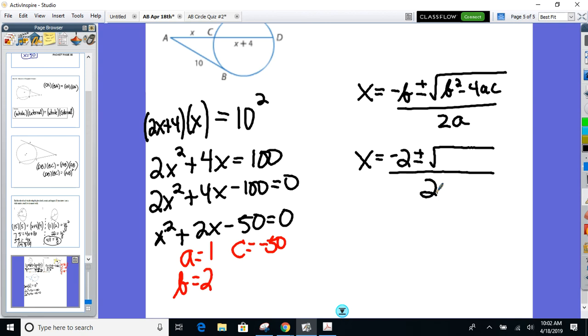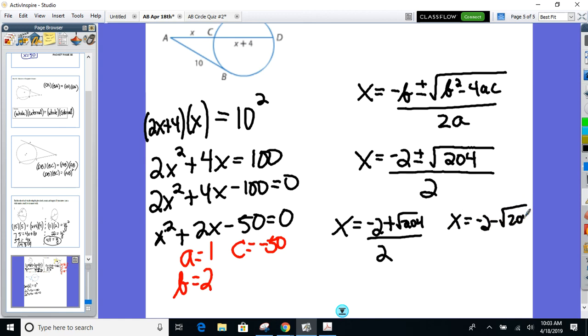Do we all get the same number underneath the radical? Let's find out. What number is showing on your screen? 204. That is the number that goes underneath. All right, last step. You're going to get 2 answers. Negative 2 plus the square root of 204 divided by 2. And how do I get my other answer? Negative 2 minus the square root of 204 over 2.